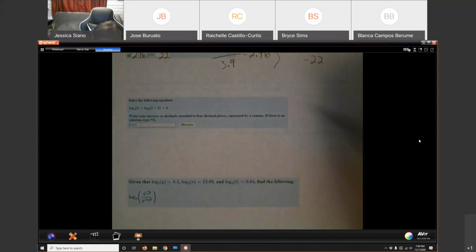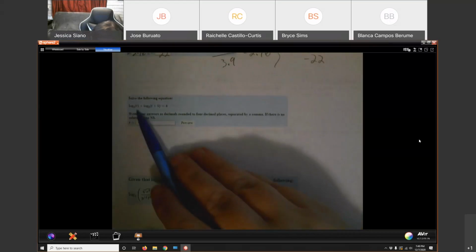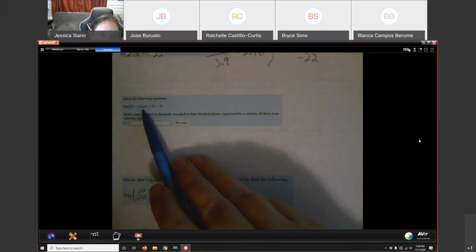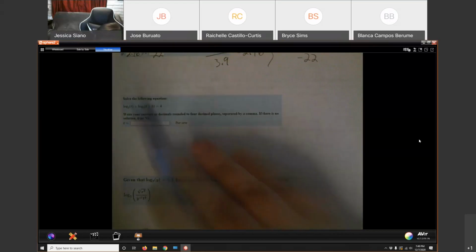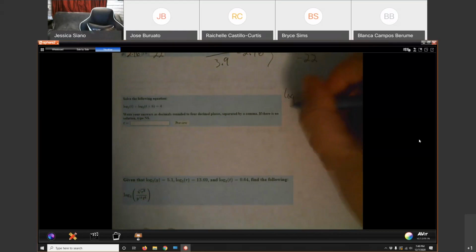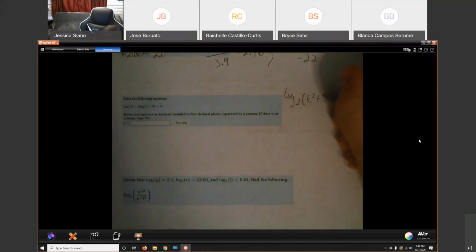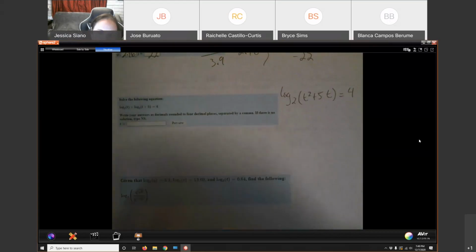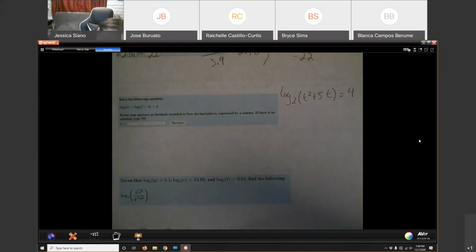All right. So when we solve this log equation, we're going to multiply these because we have to combine these logs before we can do anything else. So you're going to multiply the t and the t plus 5 and make it log base 2 of t squared plus 5t. Okay, because when you add these, you multiply these. And so then this would become 2 to the 4 equals t squared plus 5t.